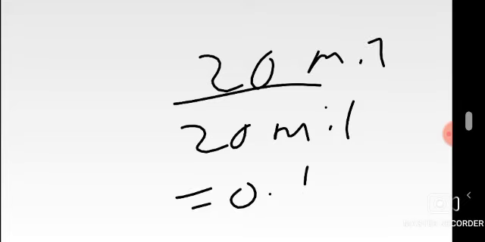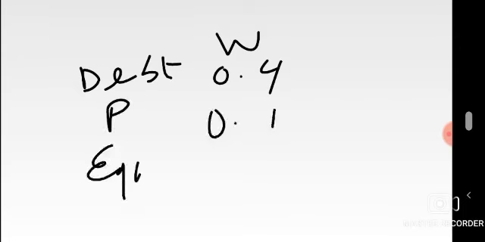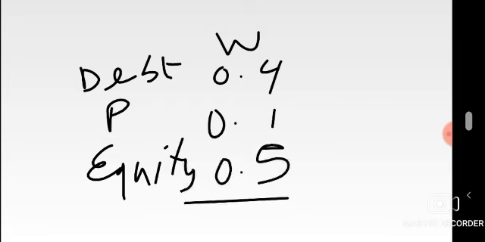The answer is 0.1. So what you can do is put the weights and start labeling them. Debt is 0.4, preferred is 0.1, and equity, which we categorize as retained earnings and common stock, is 0.5. Weights always add up to what? To 1, the same theory we used to use. Equity, we found it was 100 million over 200. That's the portion that equity has, and that's all.